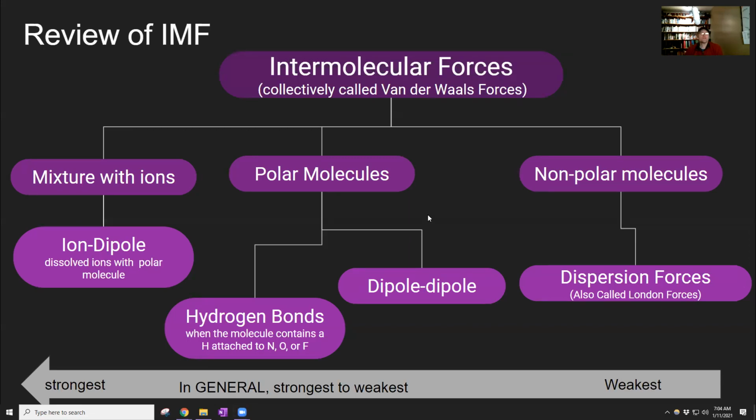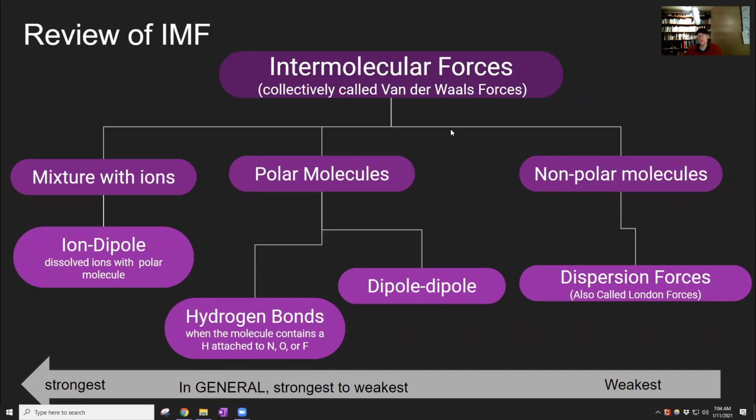This is the third installment for intermolecular forces as well as solid forces and their effects on overall macroscopic properties. Here's a summary of the first 2 days of what we were looking at. We have intermolecular forces, collectively known as van der Waals forces, and we had talked about the mixtures with ions, polar molecules, and nonpolar molecules having either ion-dipole, dipole-dipole attractions, and dispersion forces.